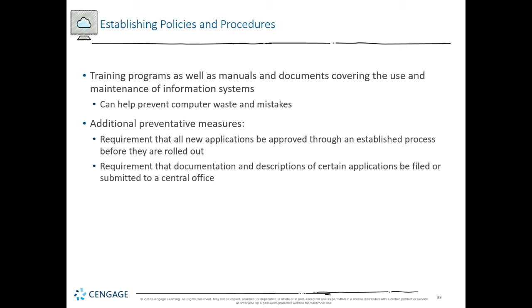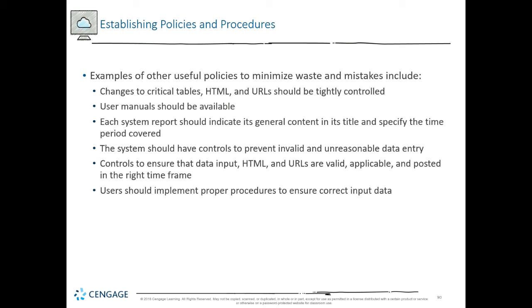Additional preventive measures: requirements that all applications be approved through the established process before they are rolled out, and that documentation and description of certain applications be filed and submitted to the central office. Establishing policies and procedures. Examples of other useful policies to minimize waste and mistakes include: changes to critical tables, HTML, and URLs should be tightly controlled.